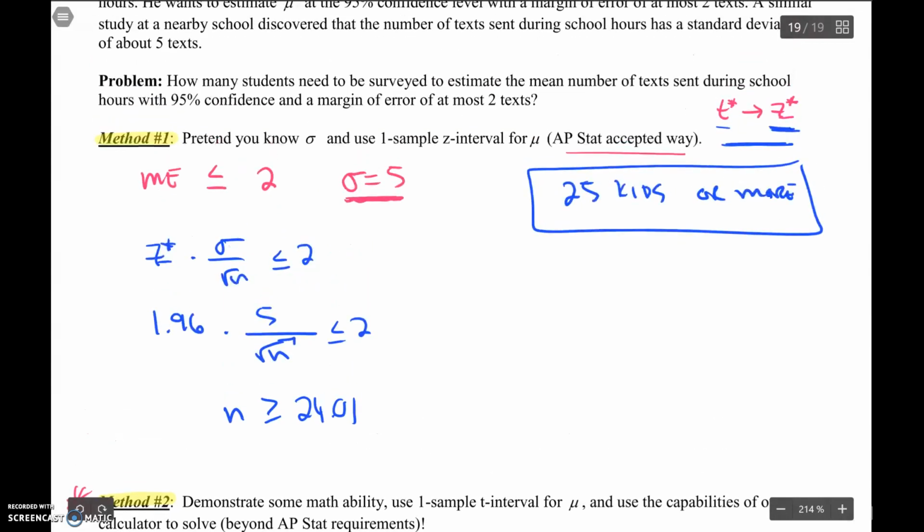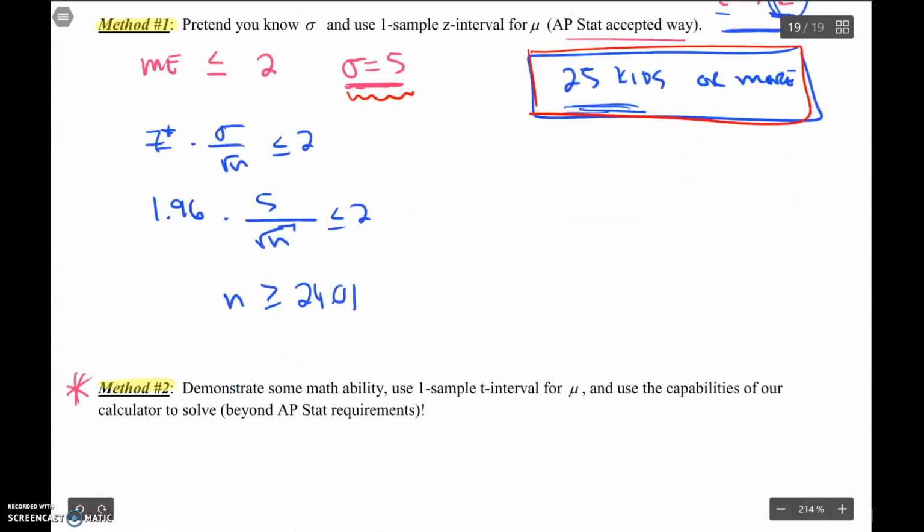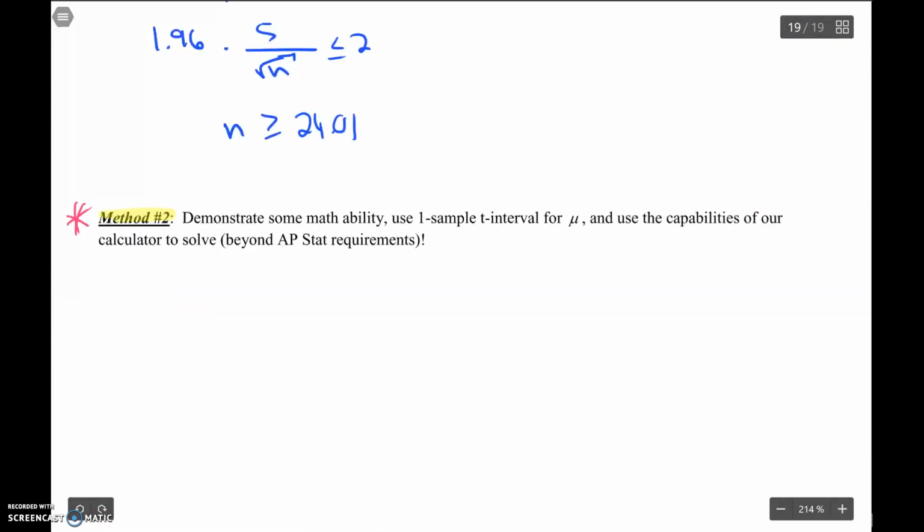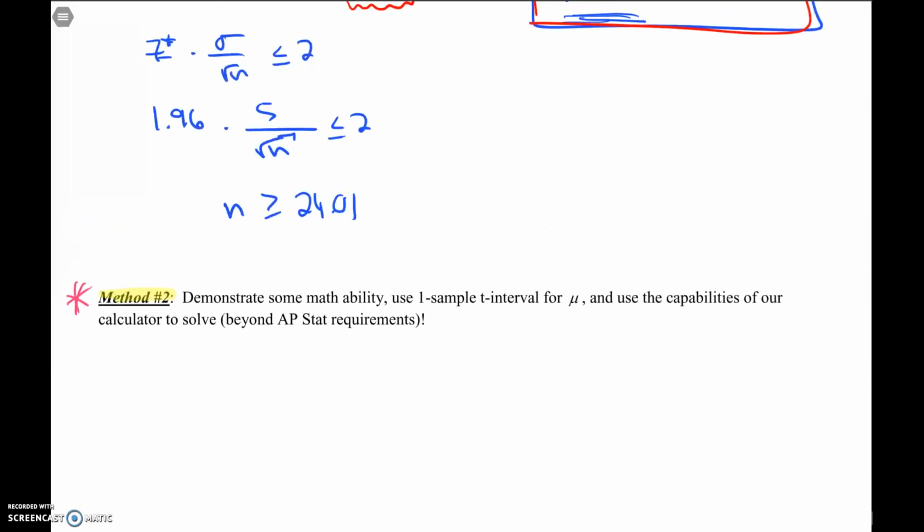But like I said, because we used a Z, we're probably going to need more than 25 kids. And if this was a bad estimate, depending on which way it was bad, we might even need more than that. But that's how we do it on AP. It's fine. Good enough. Method 2 is to actually use that t-crit.